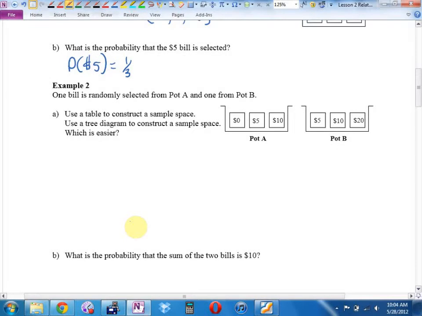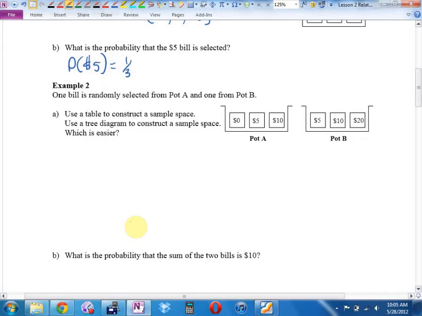Example 2. Now we have 2 pots, pot A and pot B. Pot A has a 0, 5, and a 10. Pot B has a 5, a 10, or a 20. Part A says use a table to construct a sample space and use a tree diagram. Which is easier? We're going to do both. I prefer tree diagrams. I find them more visual, but they become unwieldy if you have 4 or more events. Your trees get really wide and yucky. So we're going to use a bit of both.